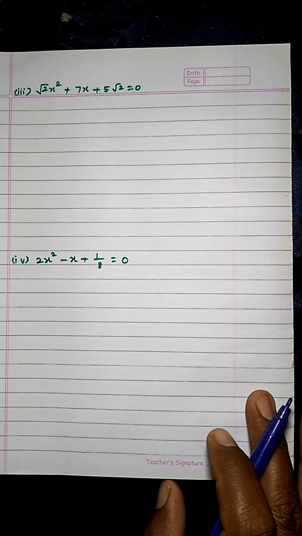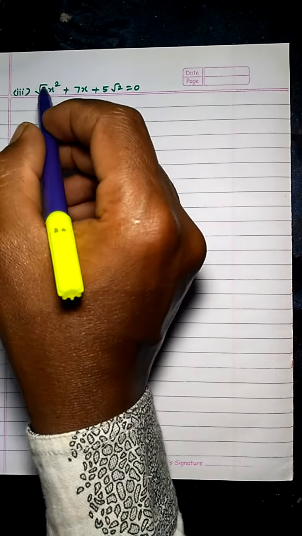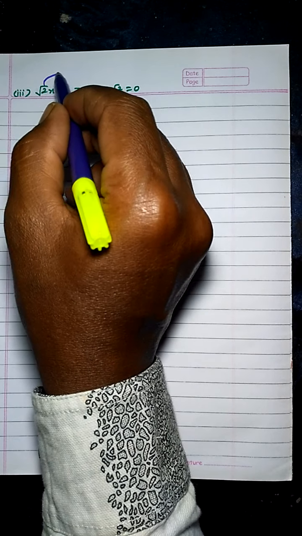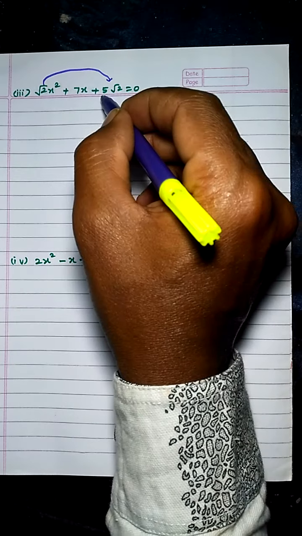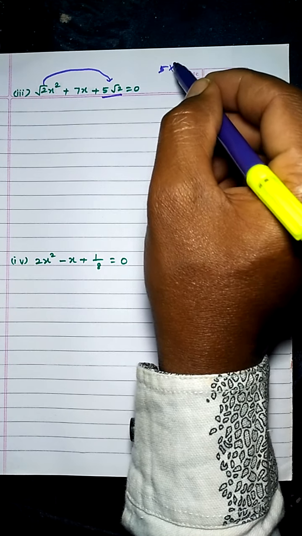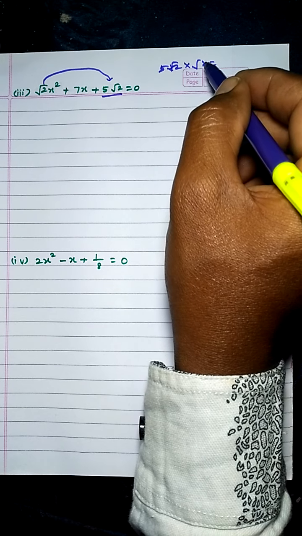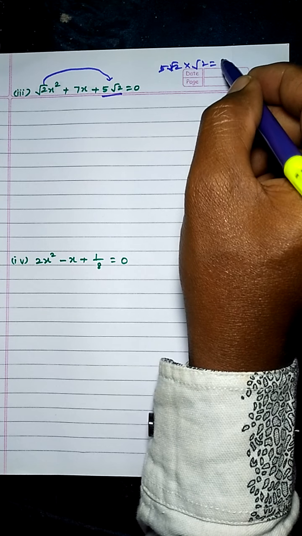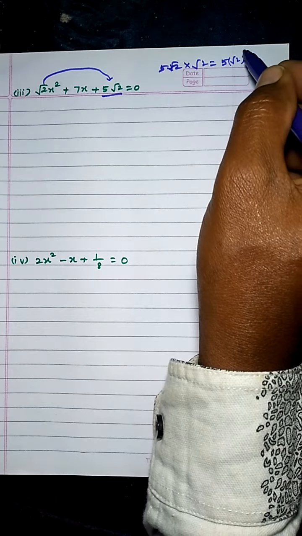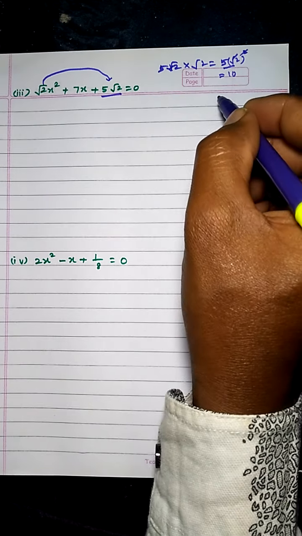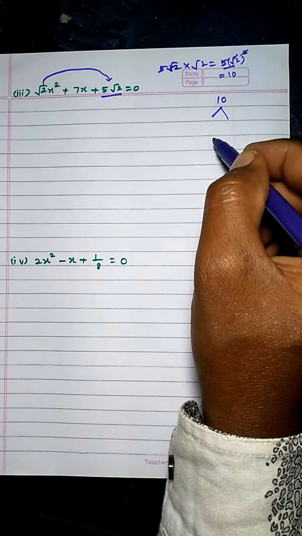So here we have one little different question with a square root. Here also the coefficient of x square is more than 1. Let's multiply it with the constant term. When you multiply root 2 into root 2, it becomes root 2 whole square. 5 root 2 whole square, square and root cancel, then remaining 5 2s are 10. So you will get your 10.